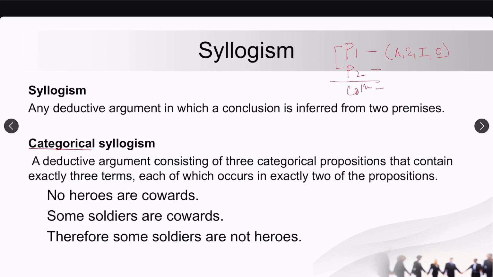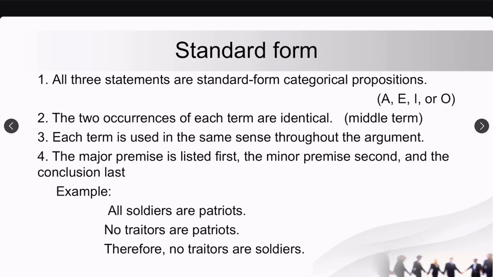So an example is given here. No heroes are cowards, some soldiers are cowards, therefore some soldiers are not heroes. So in this example we can see that the first one is an E proposition, the second one is an I proposition, and then we have the conclusion as an O proposition. So this is categorical syllogism. So I hope this is clear with everyone.